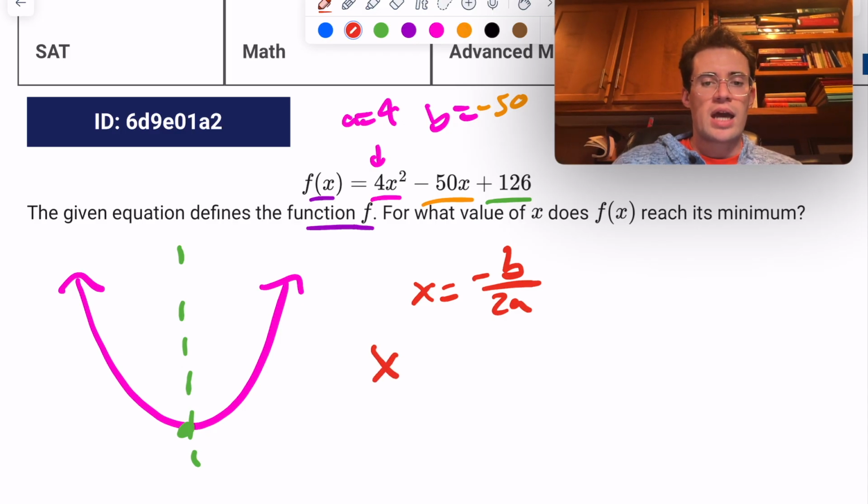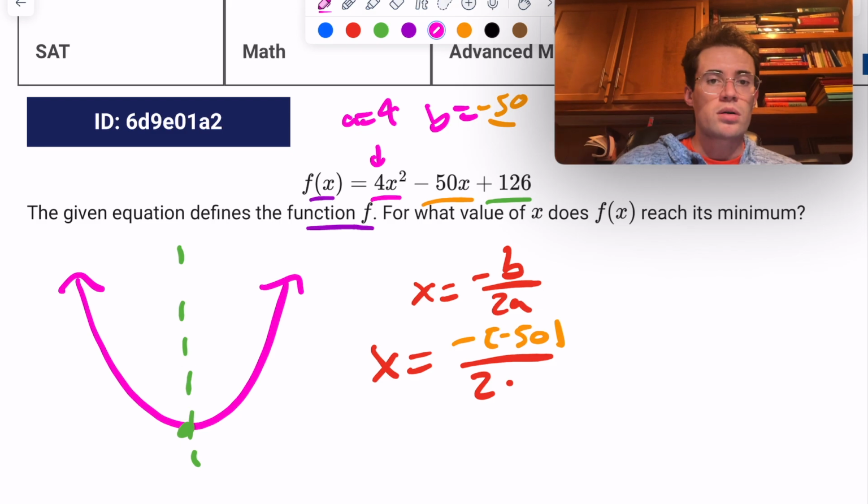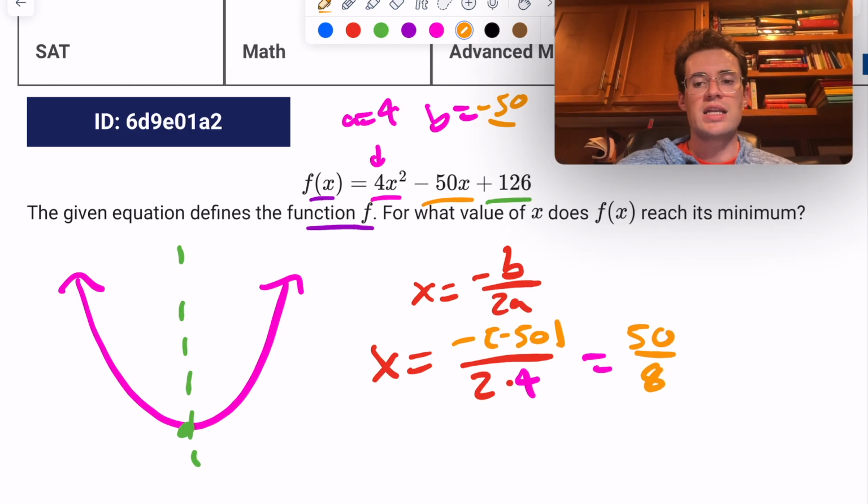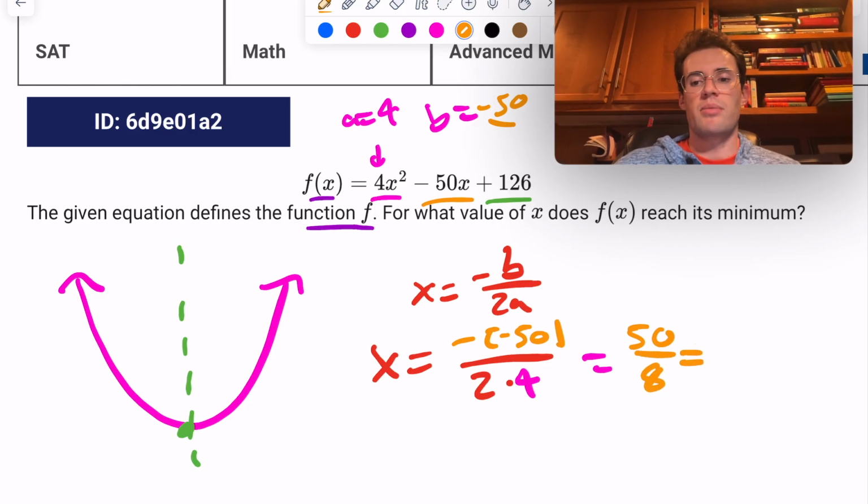We get x equals negative 50. Be careful, they do have a double negative there. You have to plug in the b value. They already have the negative there. And then over 2 times a, that's over 2 times 4, and negative 50 becomes positive 50. So 50 over 8, or I guess you could have even divided it by 2 before doing that. And then, dividing both of those by 2, we get 25 over 4.